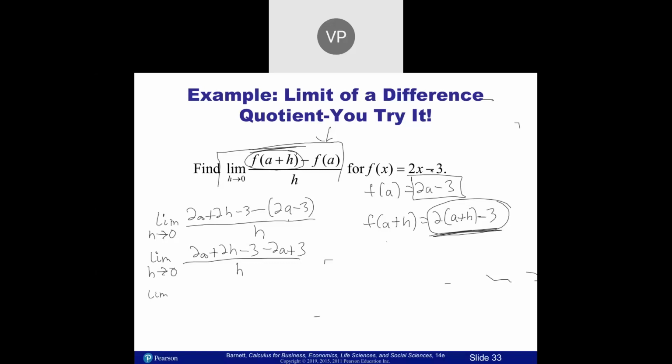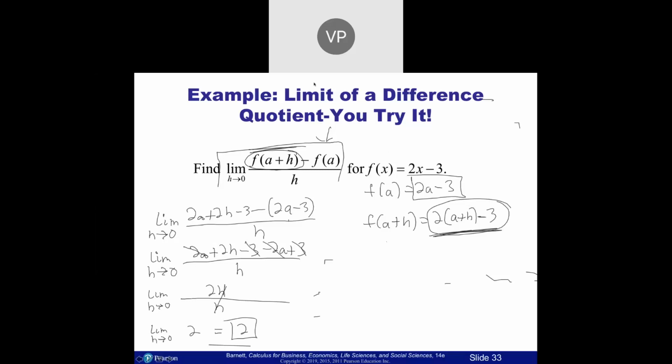And now we just keep simplifying. h is still approaching 0. And now these 2a and negative 2a cancel. The 3 and the negative 3 cancel. I have a 2h over h. And now the h's cancel. And now I just have the limit as h approaches 0 of 2. Remember, if you have a constant function, your answer is that right there. Okay, that's our answer to the problem.